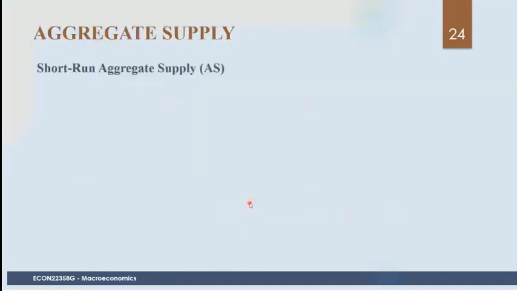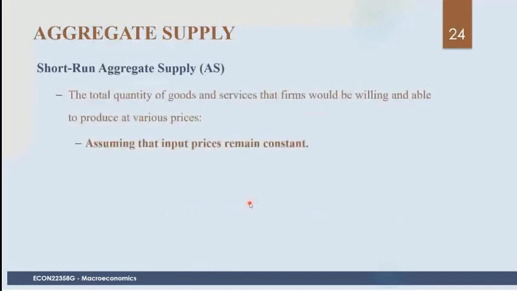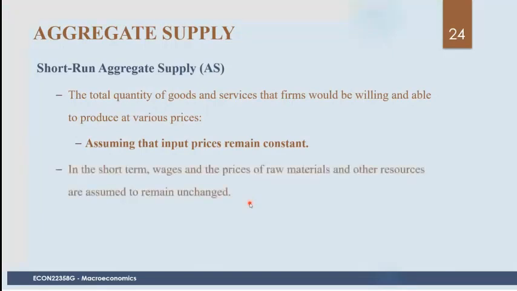Okay, so the short run aggregate supply curve, again, is the total quantity of goods and services that firms would be willing and able to produce at various prices, but we're assuming input prices remain constant. So in the short run, wages and the prices of raw materials and other resources are assumed to remain unchanged. And that's part of John Maynard Keynes's ideas of how these things can be sticky. They don't change very rapidly, and that was witnessed in the Great Depression.